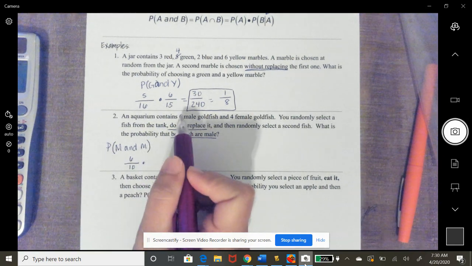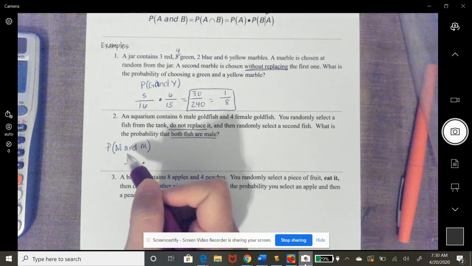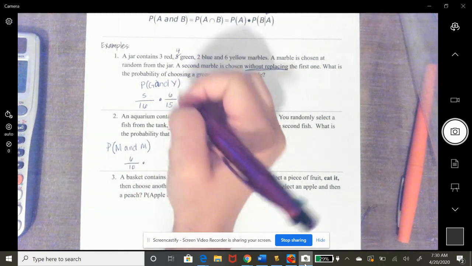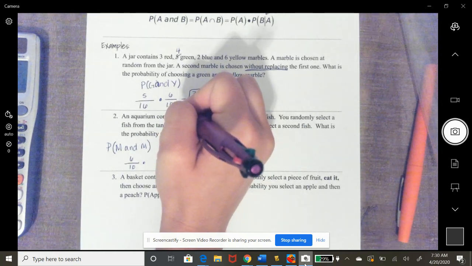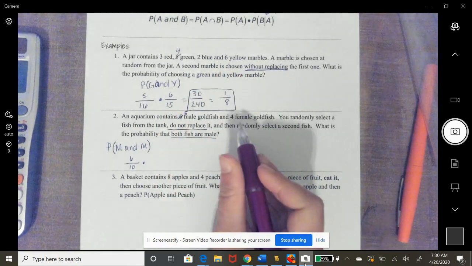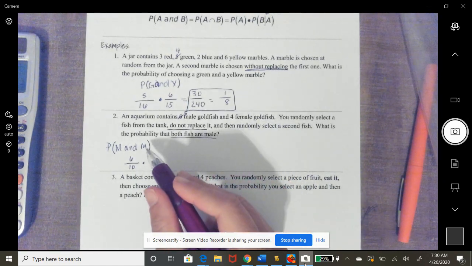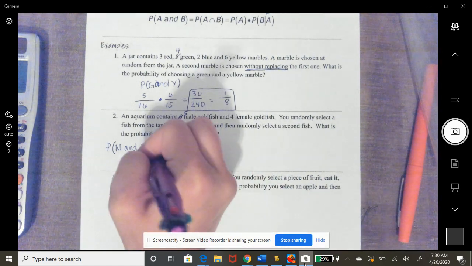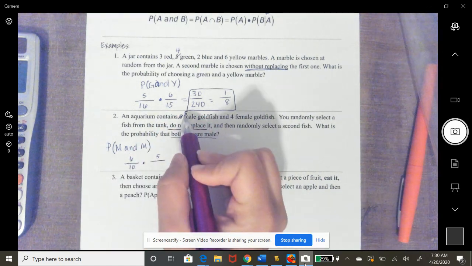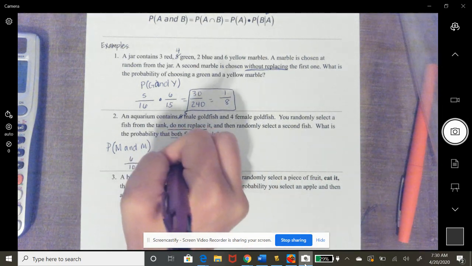So remember, we want to assume that that first draw has happened and we got what we wanted to get. If we drew a male the first time, now I'm only going to have 5 males left the second time, and we didn't affect the female at all. So to get a male on the second draw, now there's only 5 males out of 5 plus 4 goldfish, so out of 9 goldfish.